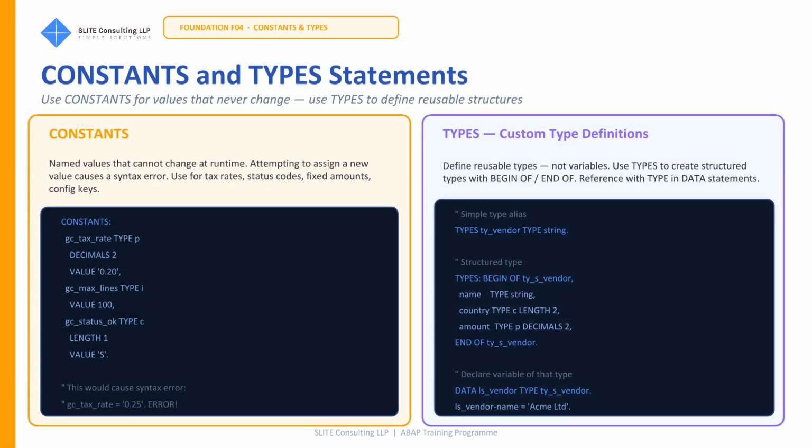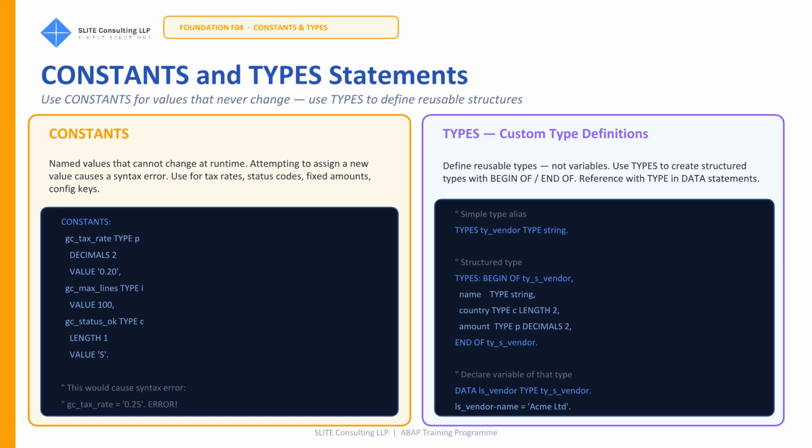Constants declares named values that cannot change at runtime. Use constants for tax rates, maximum values, status codes, anything that is fixed for the lifetime of the program. The syntax is identical to data but with value being mandatory. Any attempt to assign a new value to a constant at runtime causes a syntax error. It is enforced by the compiler.